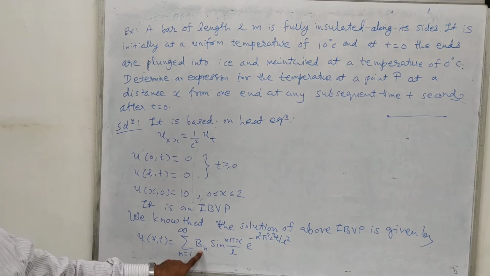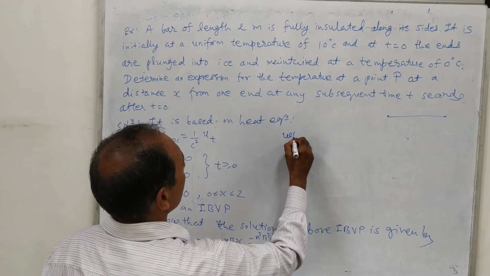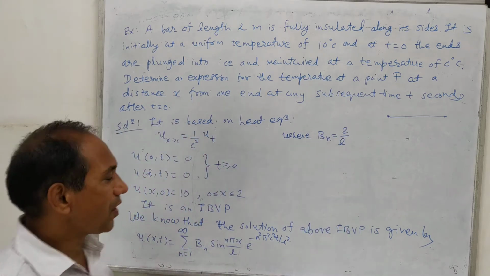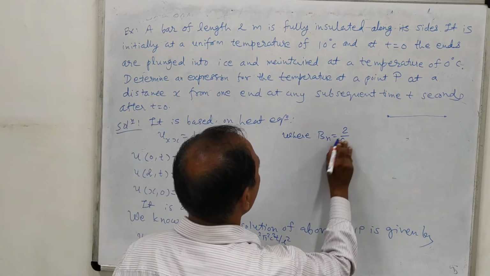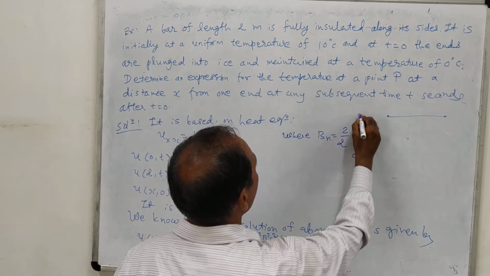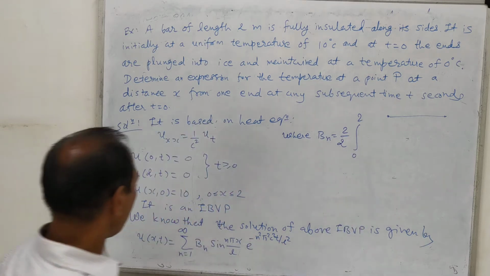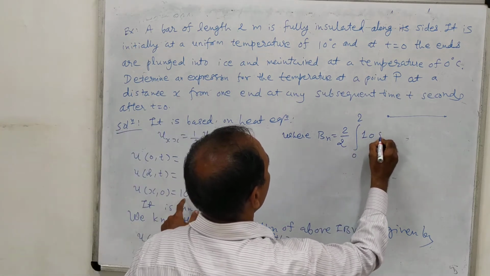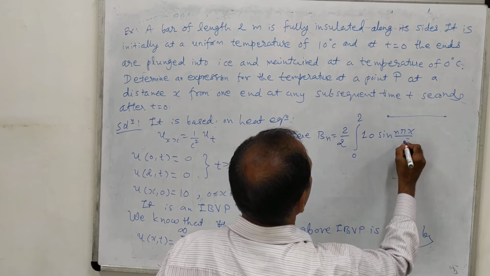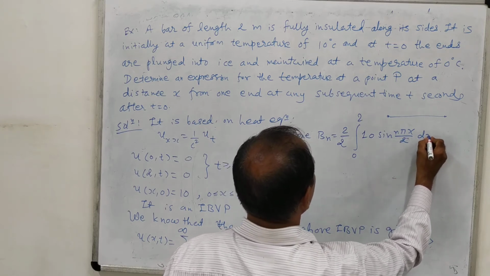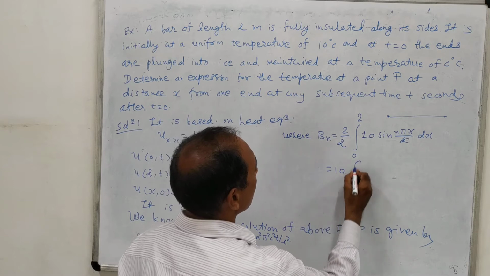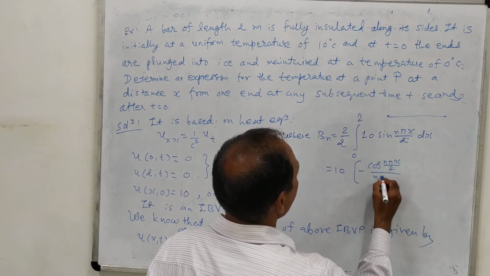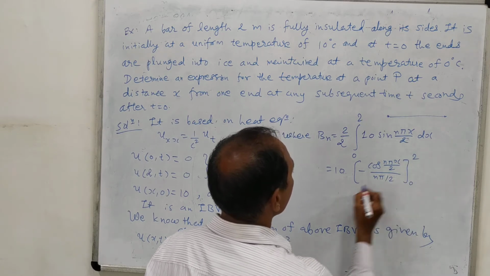We only require now to find the value of Bn. Bn is also very easy to remember because it is similar to the formula of the half range Fourier series, 2 upon L. L is 2, so 2 by 2, integral 0 to L, that is 0 to 2, of f(x) into sin(n pi x upon L). But what is f(x) here? f(x) is 10. n pi x upon L means n pi x upon 2, since L is 2. So 10 will be common, and the integration of sin is minus cos(n pi x upon 2) divided by n pi by 2, with limits from 0 to 2.